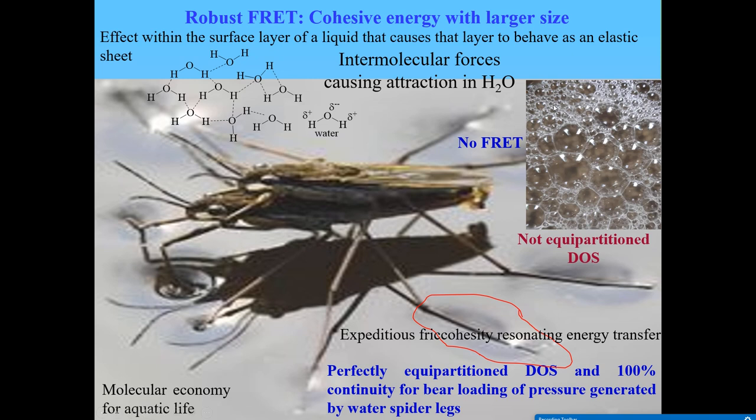Because different molecules are adhered here, they do not have equal energy, and hence the energy starts equipartitioning. This phenomenon is called FRET. It was also studied by another scientist whose name I am forgetting, and Forster was the scientist who developed this method.